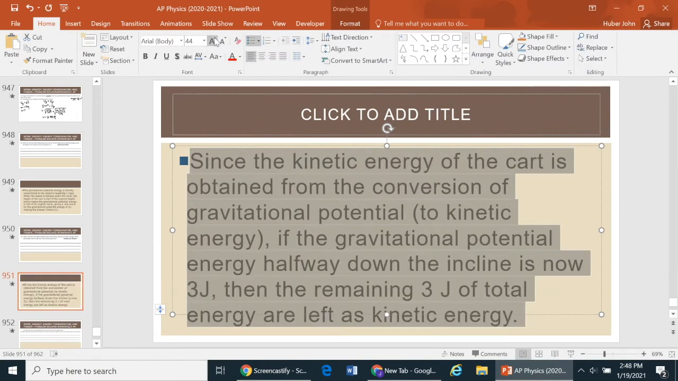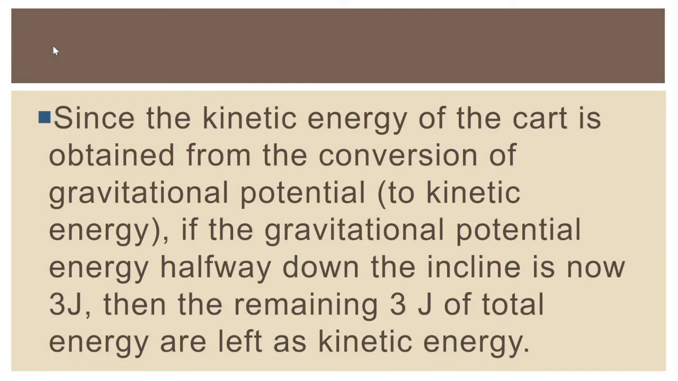When the object is halfway down the ramp, 3 of the 6 joules of initial total energy are converted to kinetic energy, and 3 joules are left over as gravitational potential energy, and that's it. Take a second to pause this video here and write that down, and when you hit play, we'll move on to part D.